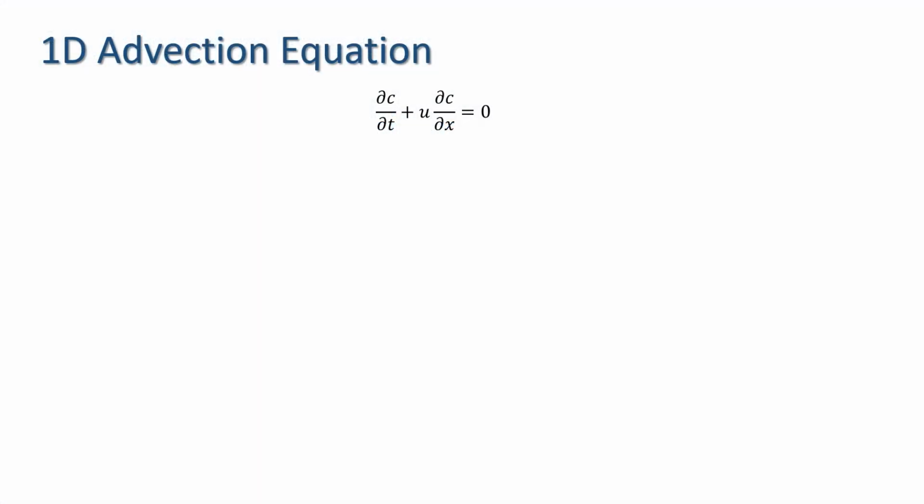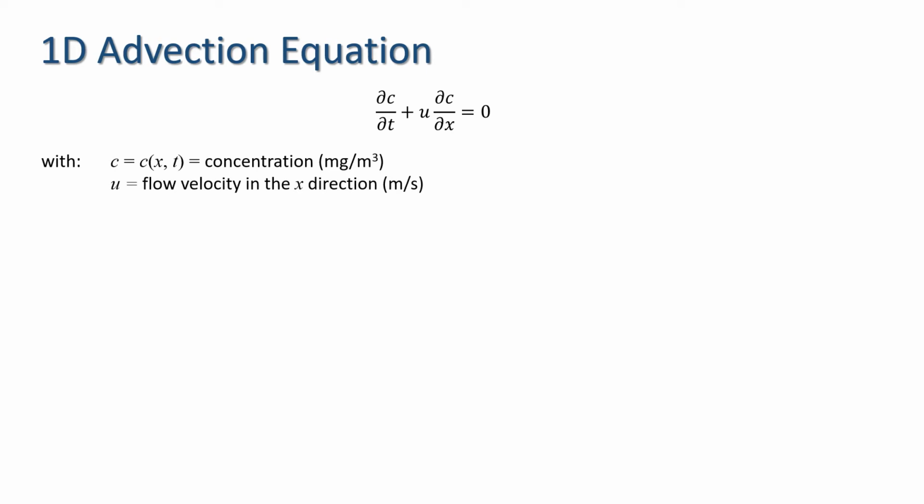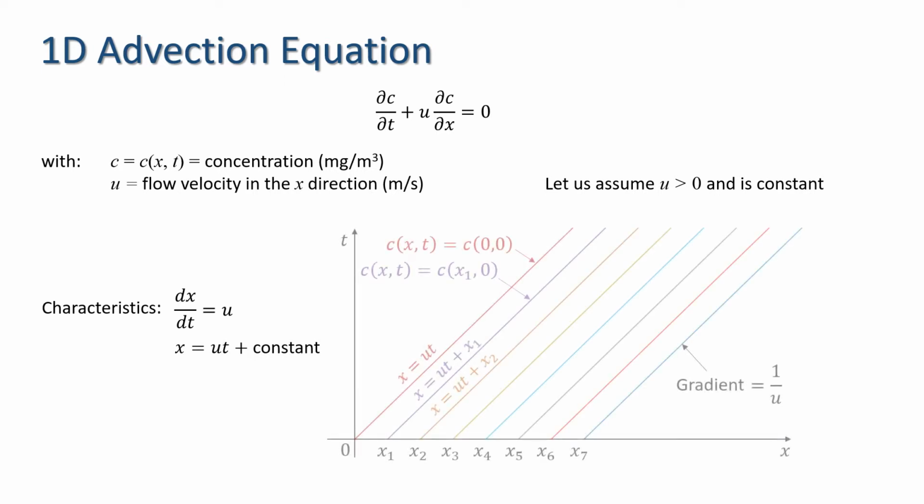Consider the advection equation dc/dt + u dc/dx = 0, where c is the concentration of a dissolved substance and u is the flow velocity of the fluid in which the concentration is travelling, i.e. the flow celerity. Let's assume that the celerity is constant and greater than 0. We know that in this case the characteristics are given by the equation dx/dt = u, generating a family of straight lines in the x-t plane of the form x = ut + a constant.